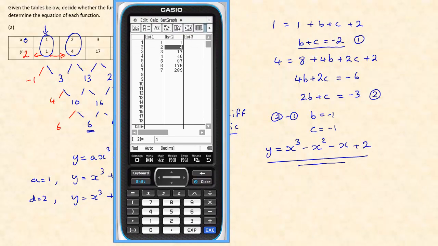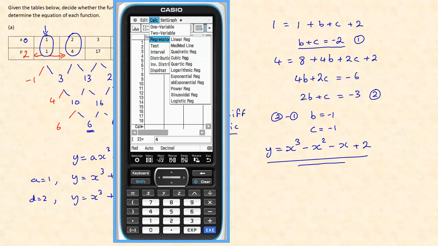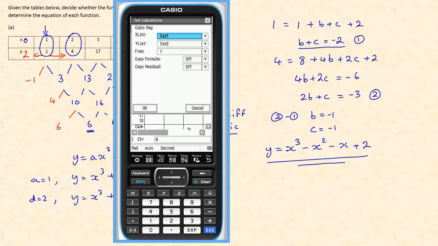Now what I have here on the calculator are the values from the table typed in to my statistics package. We can find the equation, once we've decided it's a cubic, in here. So we know it's a cubic, we go to regression and cubic regression. If we knew it was a quadratic, we'd go to quadratic. If we knew it was linear, we'd go to linear. But we know it's cubic.